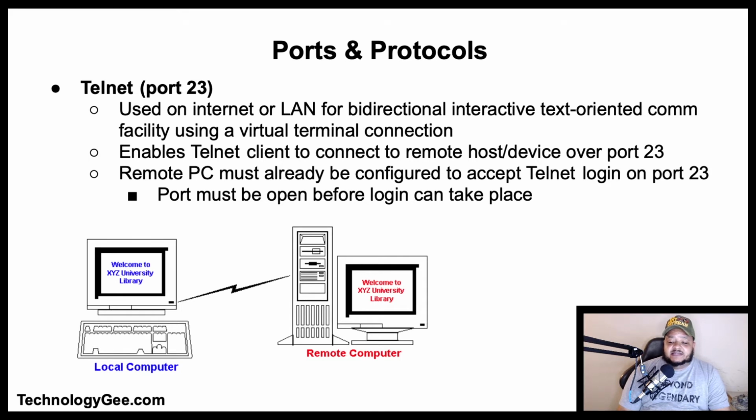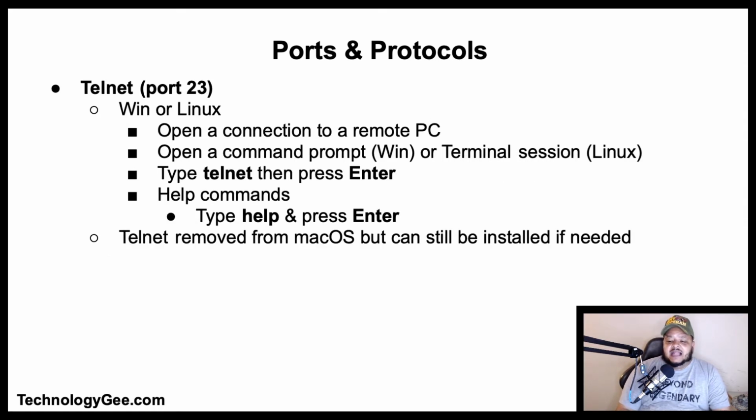And before a Telnet connection from a client can be established, a remote computer must already be configured to accept a Telnet login on port 23, and that port must be open before a login can take place. Now, to utilize the Telnet command on a Windows or Linux computer by way of a command line Telnet program, you would have to open a connection to a remote computer followed by opening a command prompt in Windows or a terminal session in Linux and then typing Telnet and pressing enter. For help command, you would just simply type help and then press the enter key.